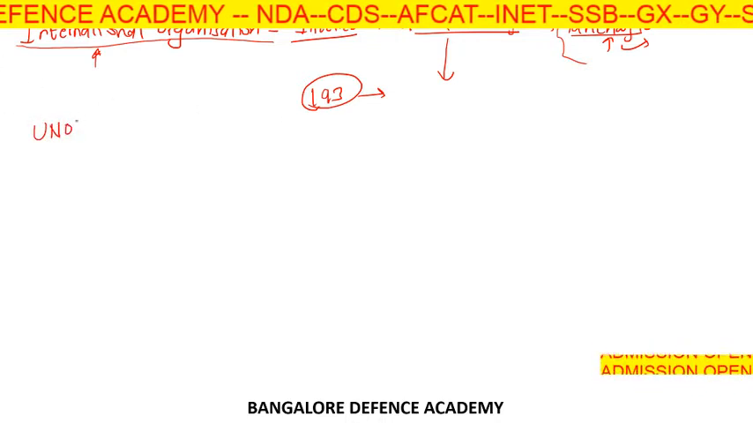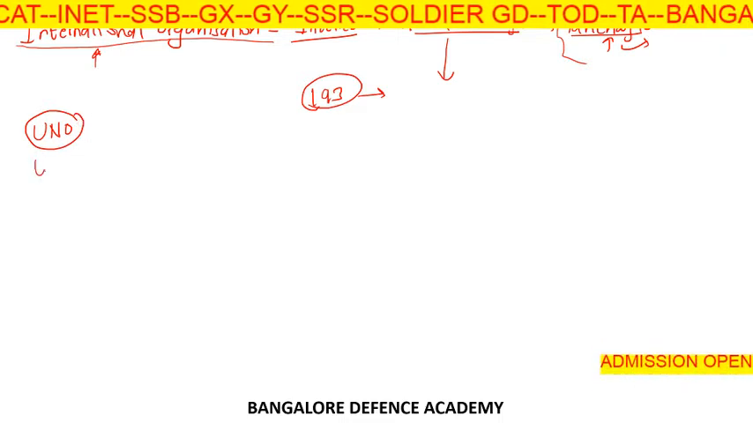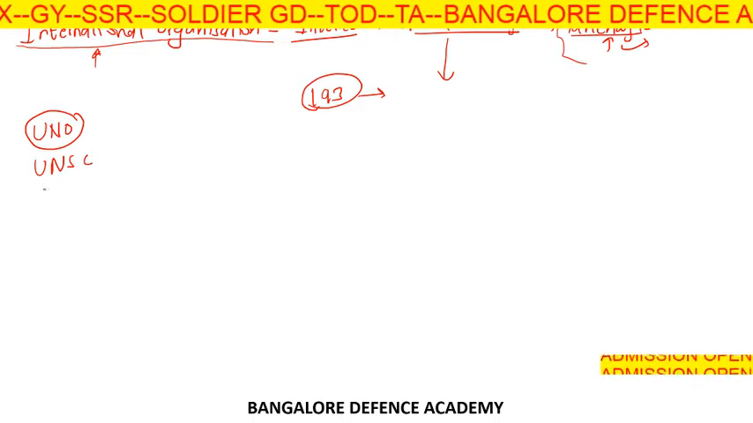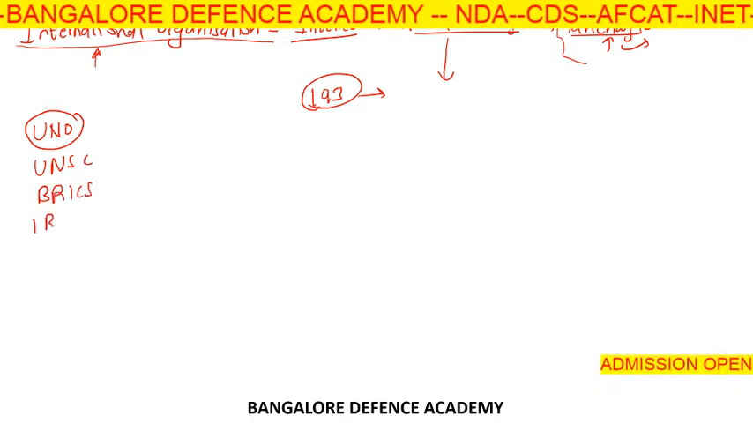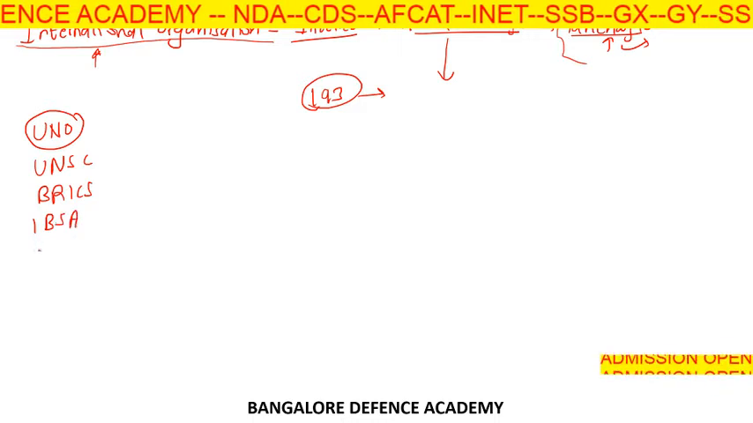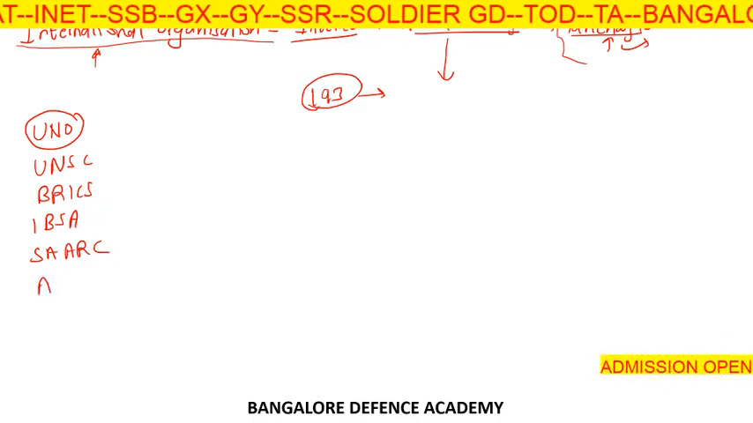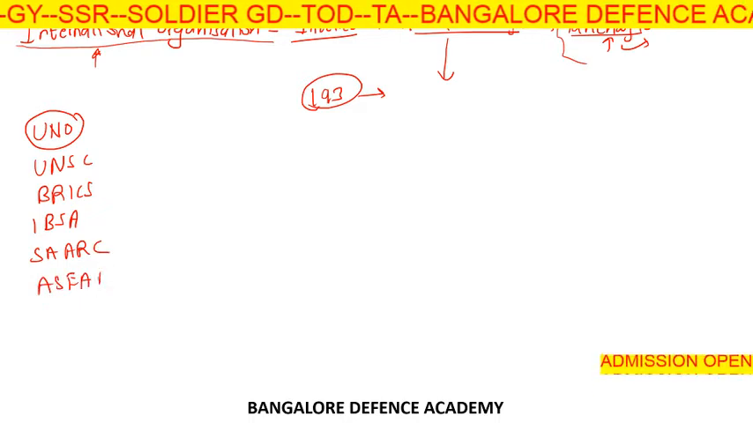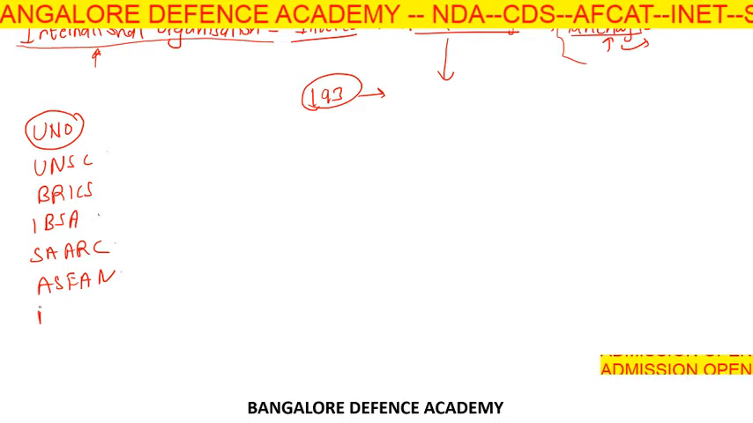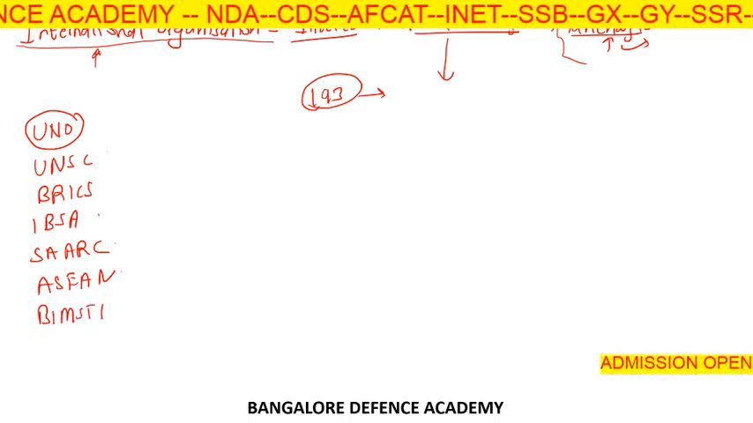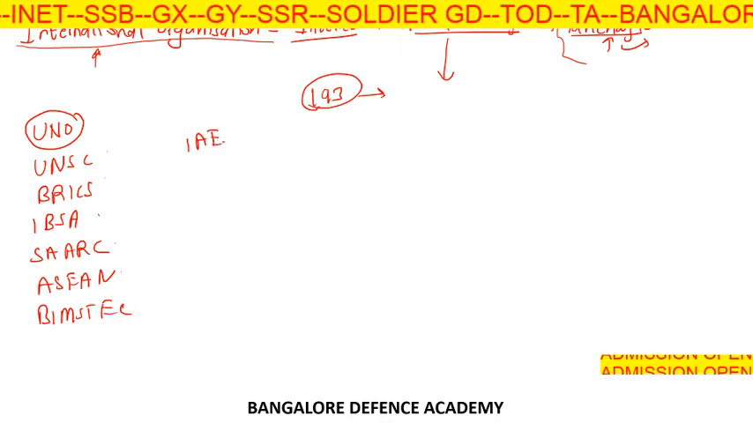You might have heard of the United Nations Organization. Then you have heard of the United Nations Security Council. Then you have BRICS, then IBSA, then SAARC, then ASEAN. These are all very, very important. You have to keep all these things in mind: SAARC, ASEAN, then BIMSTEC, then IAEA.